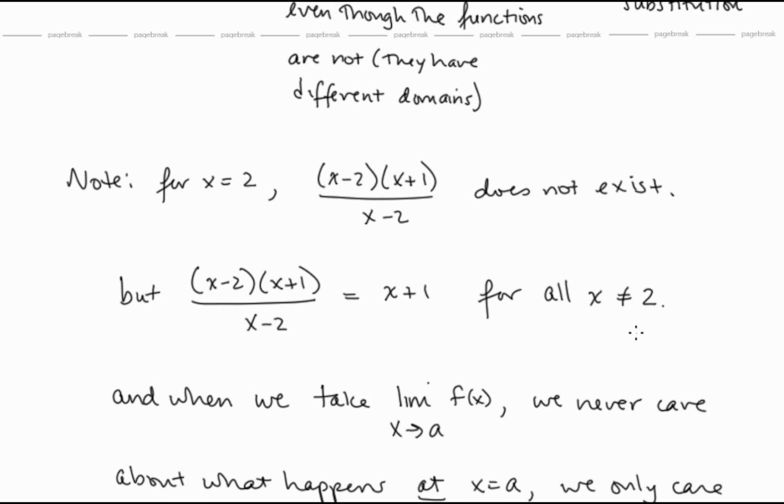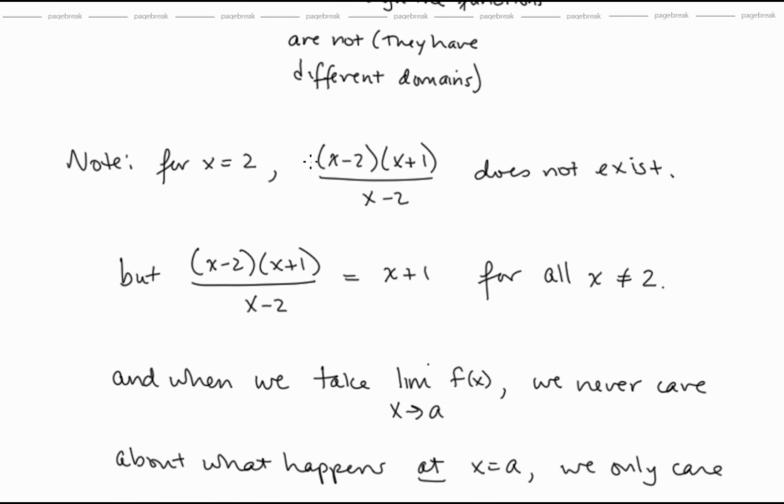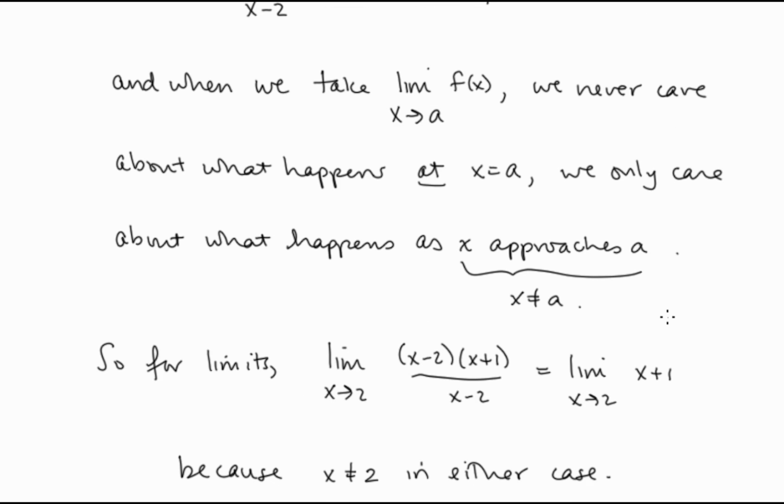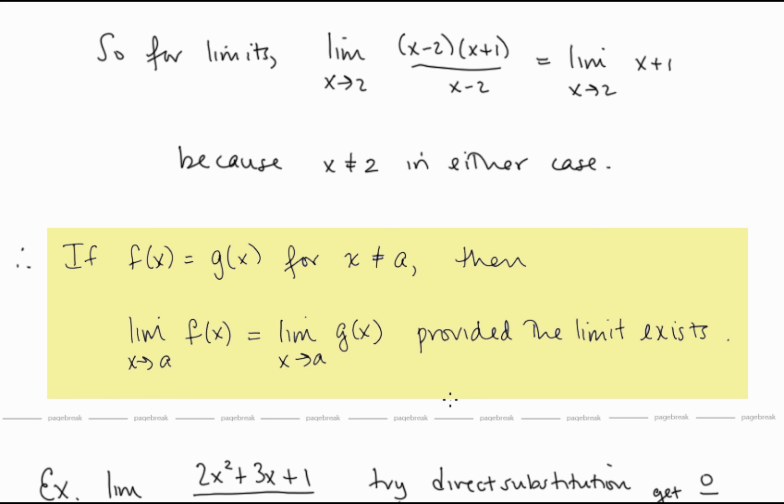So again, here I'm just specifying that the original function does not exist for x equals 2. The simplified function does, so the functions are the same for all x not equal to 2. And since limits aren't concerned with what's happening at x equal a, they're concerned with what's happening as x approaches a, the limits are going to be the same. And so we have a more generalized statement here that says if f of x is equal to g of x for x not equal to a, then the limit as x approaches a of f of x is equal to the limit as x approaches a of g of x, provided the limit exists.